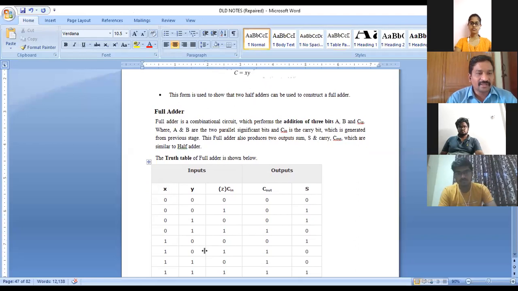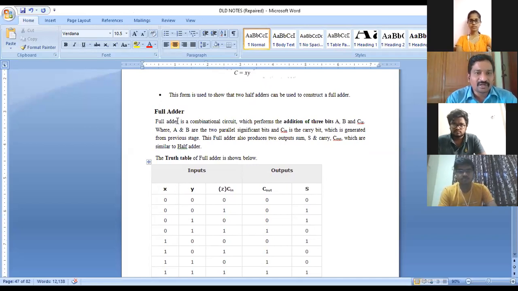I told you, a full adder will be required. How many inputs are there? A full adder requires 3 inputs. A half adder requires 2 inputs. Whereas the output will be common for both. What is the output? Sum as well as the carry.